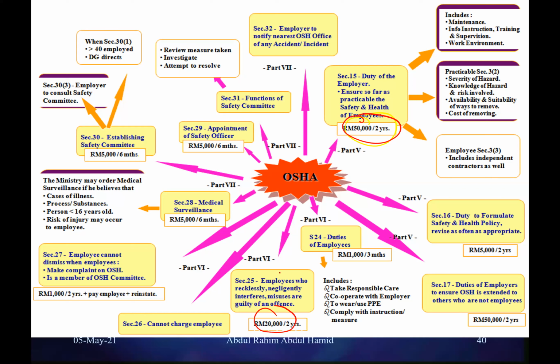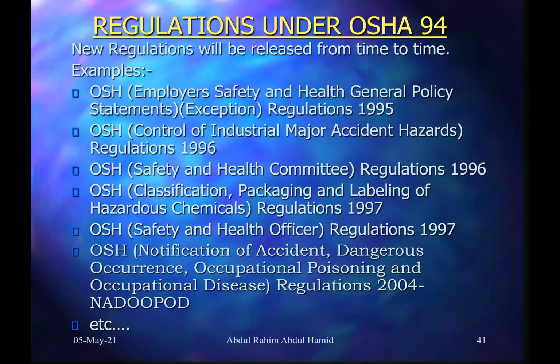Employee, you can be fined for negligence, and then again for a mistake, 1,000, and then for the supplier or manufacturer, 20,000. Okay, this is just a brief regulation under OSHA. We already talked about OSHA itself, but under OSHA there are a lot of regulations. This is just an example. I mentioned NADOPOT. NADOPOT is with regard to reporting the accident.